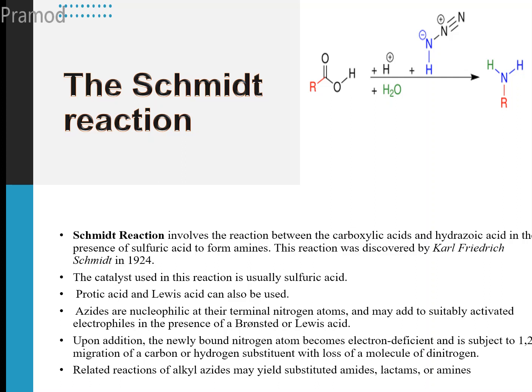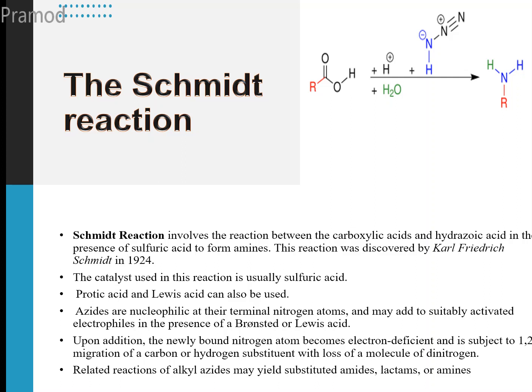So this azide, what are azides? N3, CON3 are nucleophiles at the terminal nitrogen atom. This hydrazoic acid may add to a suitably activated electrophile. So what is this electrophile? The water is lost, which generates an electrophile in the presence of acid. Your carbonyl group can act as an electrophile. So that electrophile is generated. This hydrazoic acid then will attack the activated carbonyl group, that is your electrophile. So this is your basic mechanism of action.